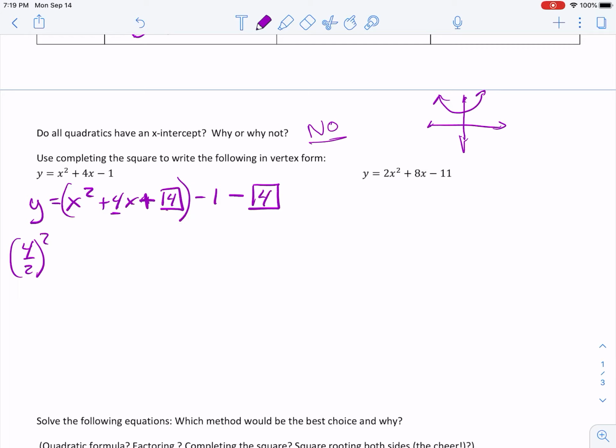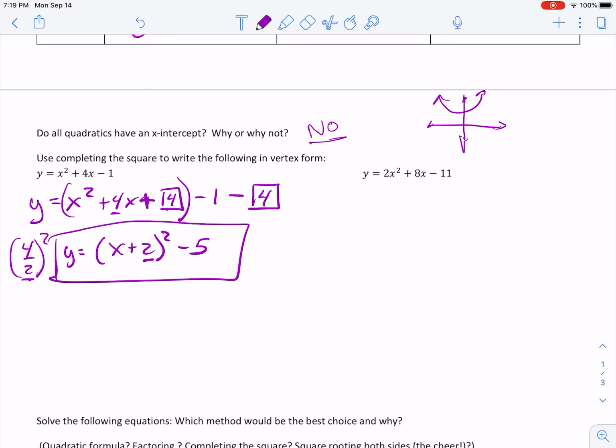Now this is a perfect square. You just forced it to be a perfect square. So this is x plus 2 squared. This is b divided by 2. You have negative 1 minus 4 is negative 5. So there's my equation in HK form, which is easy. Now your vertex is at negative 2, negative 5.